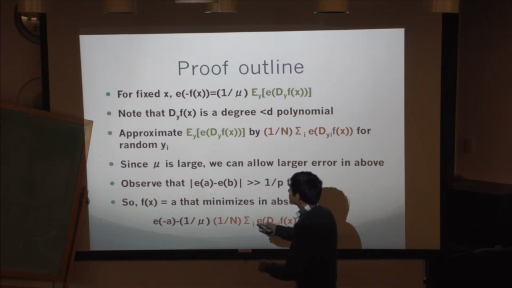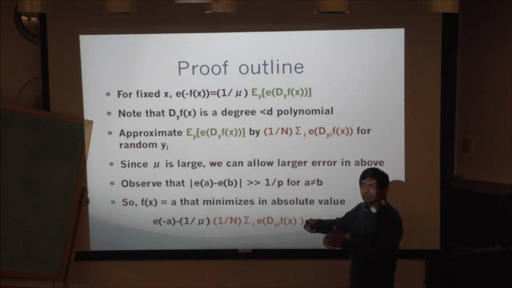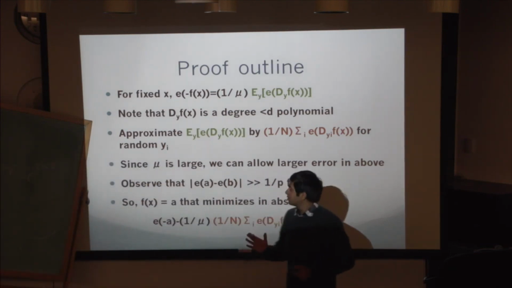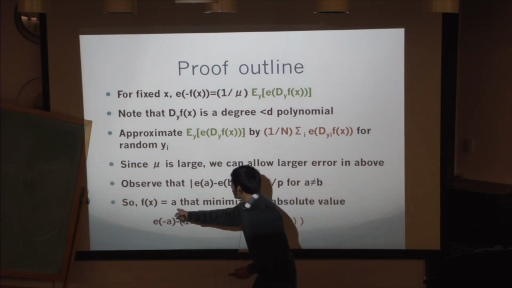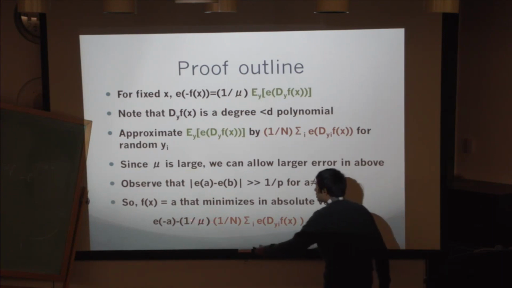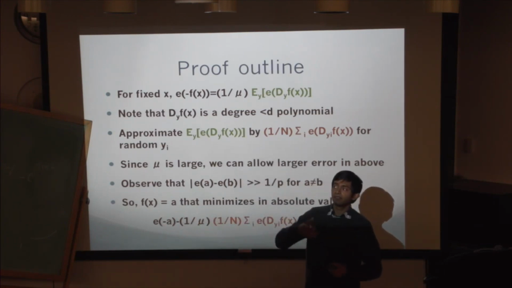It means that two E of A and E of B are at least 1 over P apart. Complex numbers are at least 1 over P apart. So you need some kind of resolution, right, to figure out what I'm closest to, because the way I'm going to guess f of x is it's the A that minimizes this value, right. I'm going to compute this expression and I'm going to see which E of A I am closest to, and that's going to be my f of x.